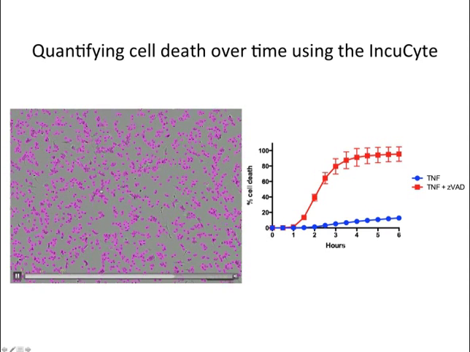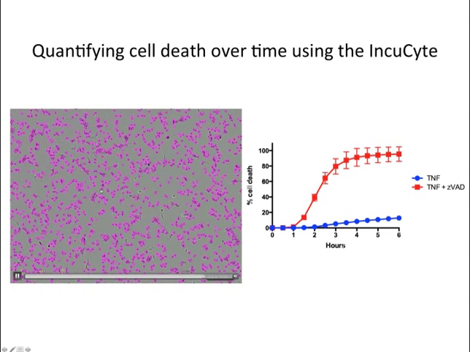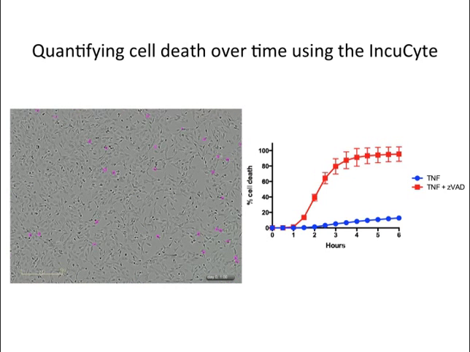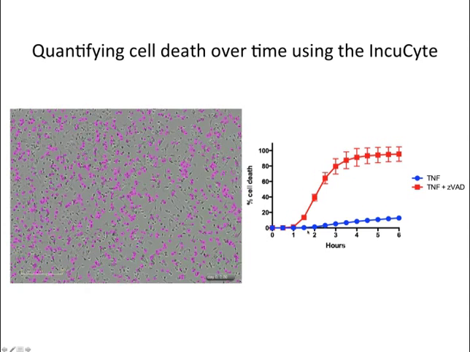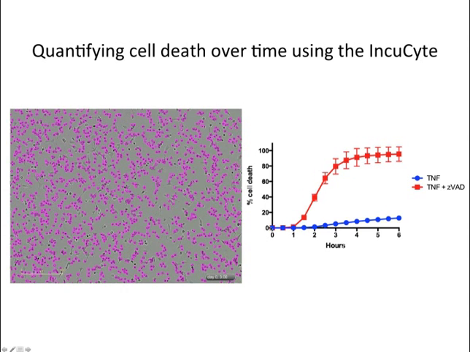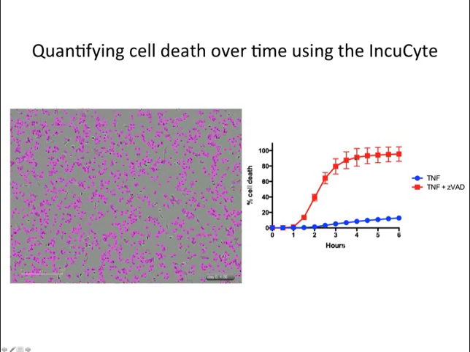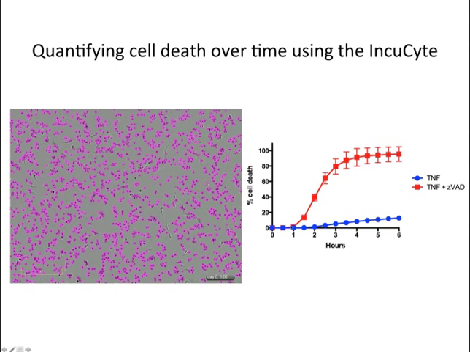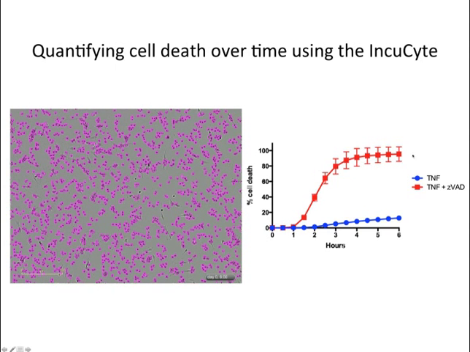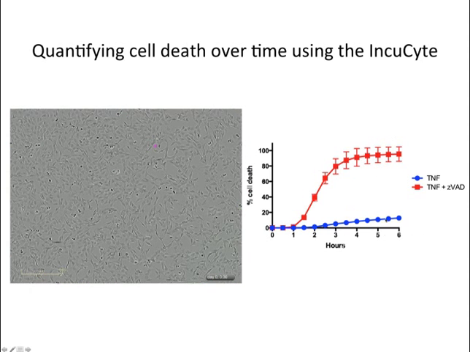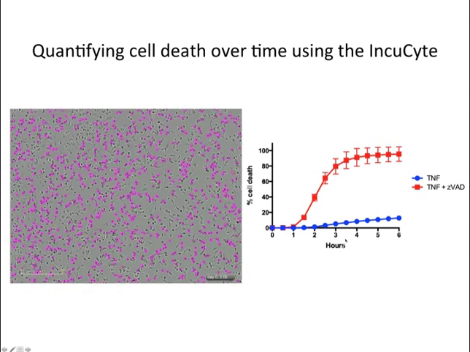These cells again, we're using that cell impermeable nuclear dye. So as these cells die, they turn green and they get counted by the software. And this allows us to make these very nice, very kinetically precise movies where we can see cells dying over time, measuring them at very frequent intervals and get these really nice traces.